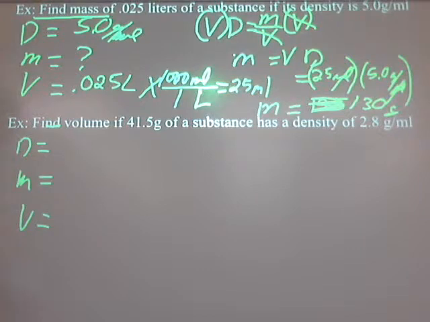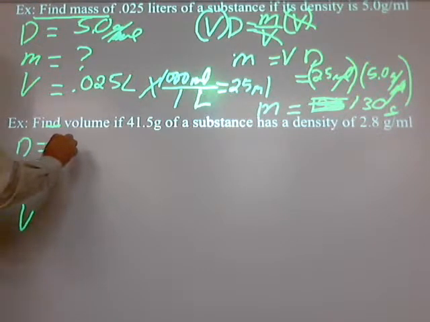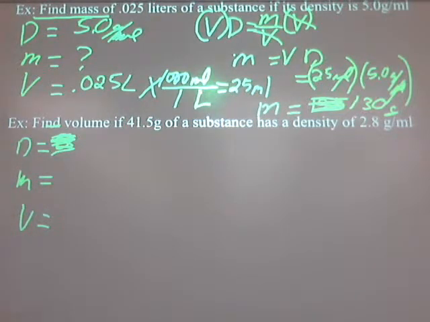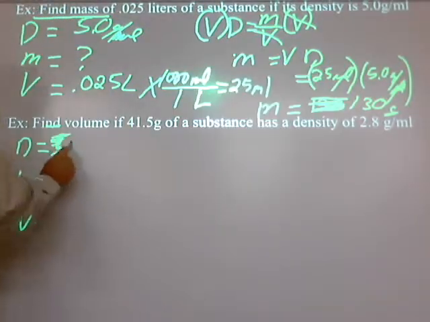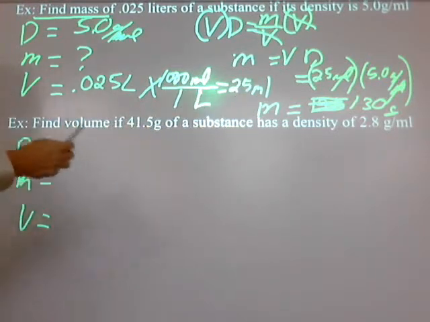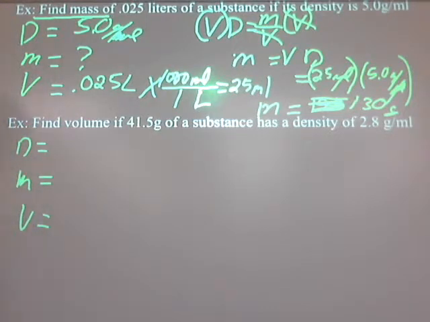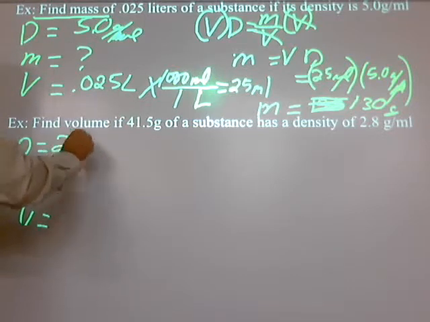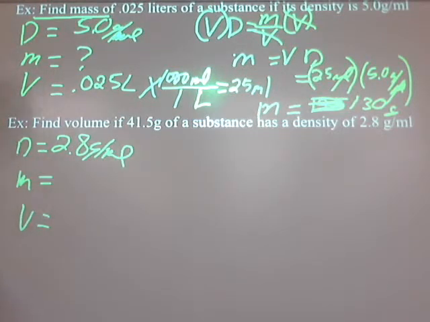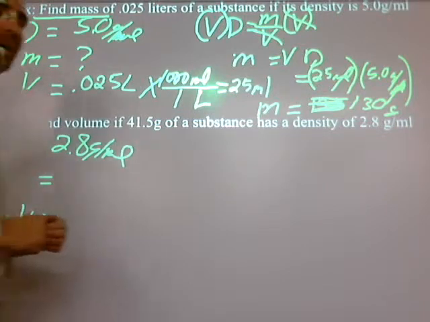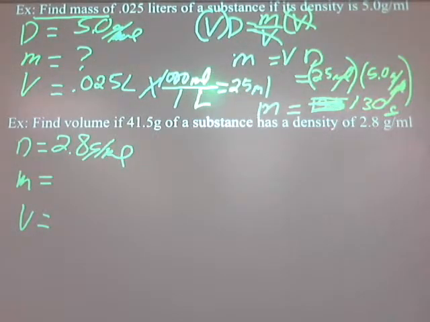What's the D in this problem, Maggie? 41.5. Oh! Mariah, tell her what's wrong with that. She did the Mariah mistake. And someone will make it all day long. Isn't it amazing? You can't just read left to right. You got to read what it says. 41.5 is kind of another analogy. Grams per milliliter, 2.8. All right, 2.8 grams per milliliter is the density.